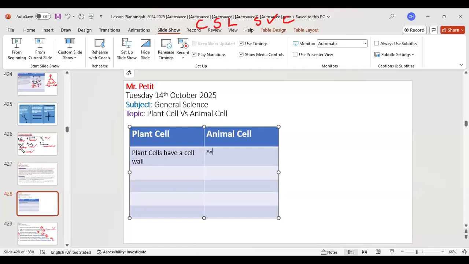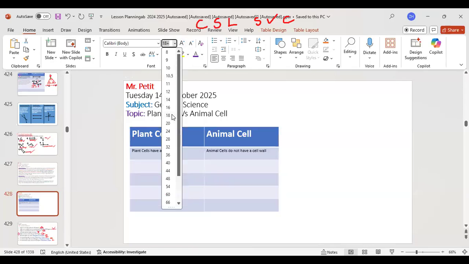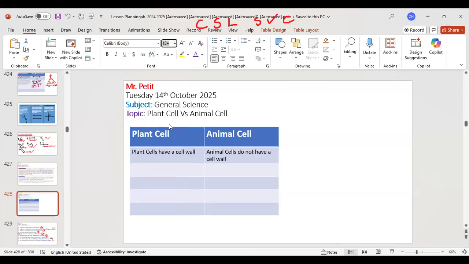Animal cells do not have a cell wall. And that's it, right? They just don't have a cell wall. There's no substitute structure. They just don't have a cell wall, you know? That's why it's so easy to get cut.